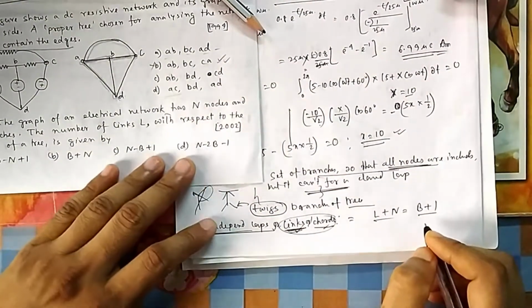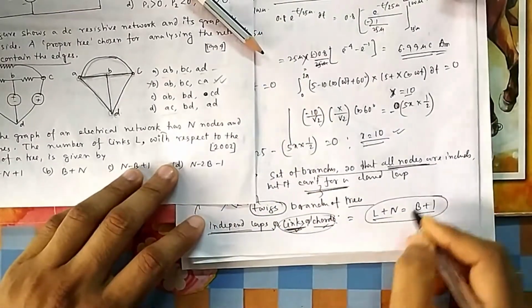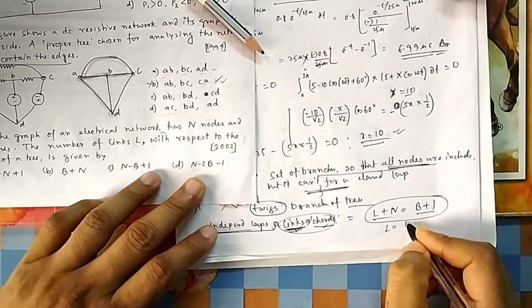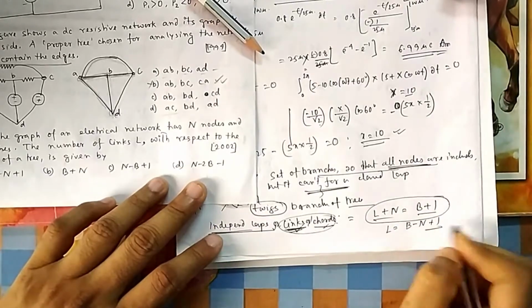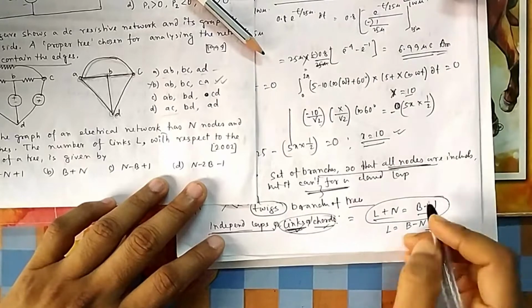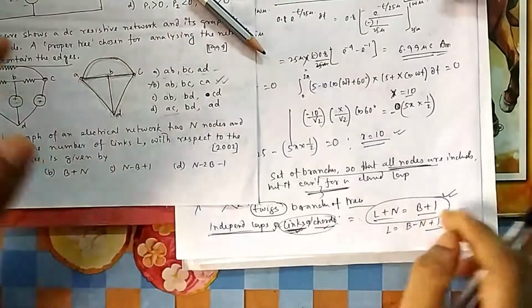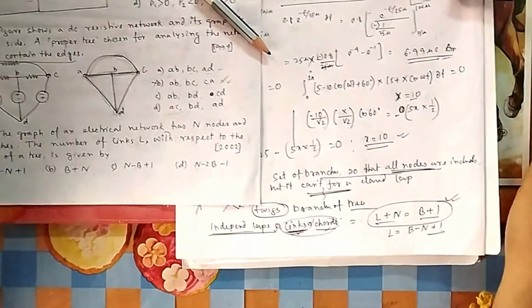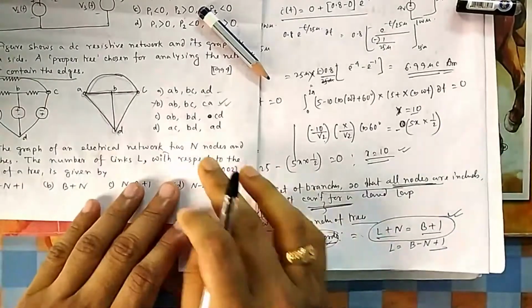In graphs this is a very important formula. If you remember it this way, then you can derive it anytime: L is B minus N plus 1. Something of this format you should always remember. We all used to remember this format. This was quite interesting for us, and you can make a code on it. So remember it.